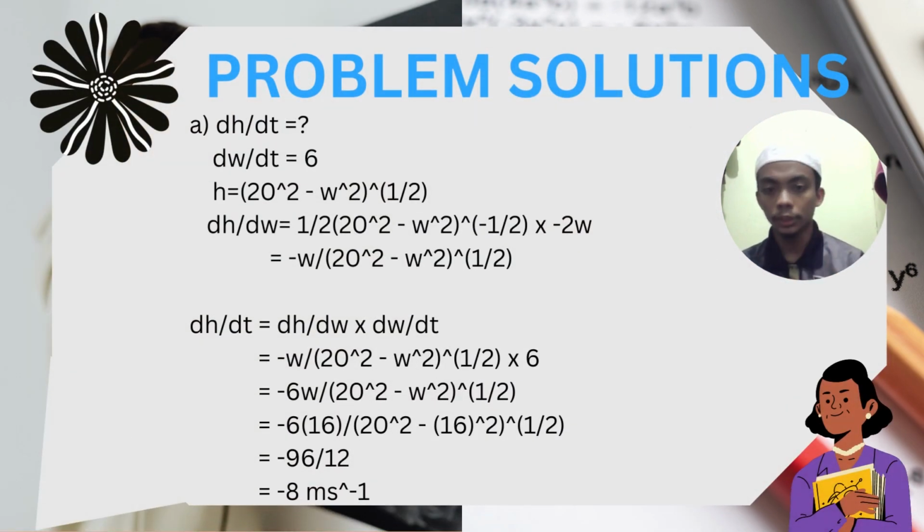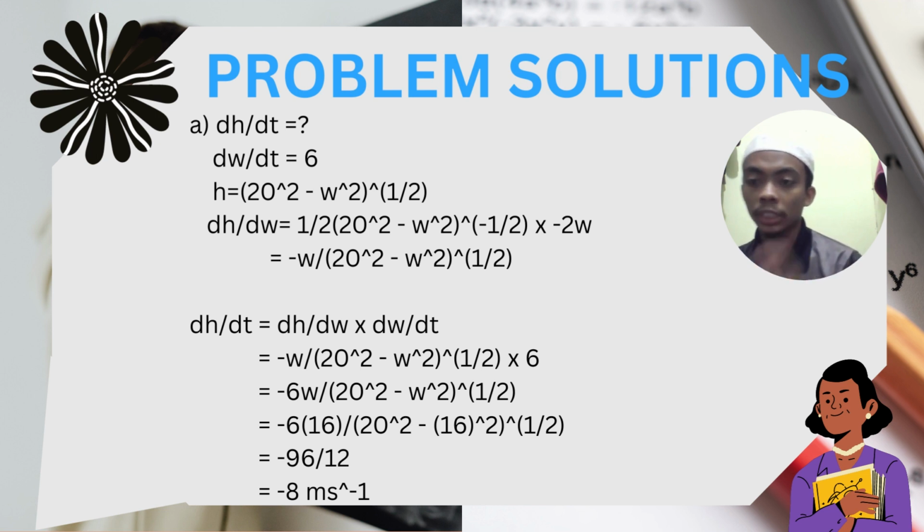For question A, first we should identify what the question is asking. In question A, the rate of change of h is the key. The clue we should look for in the next step is the differentiation of w, which is given in the question as 6.